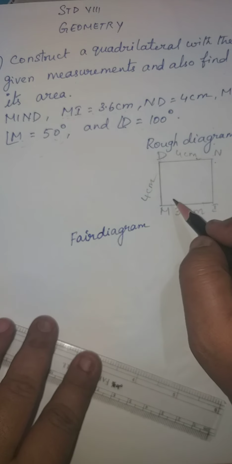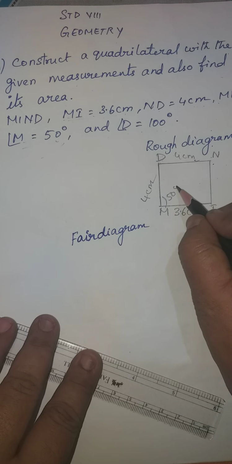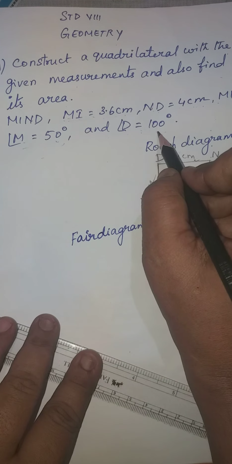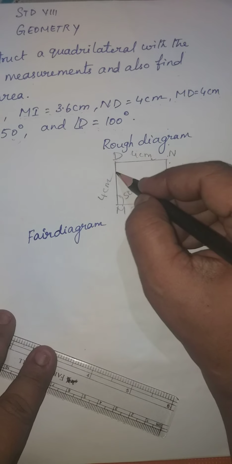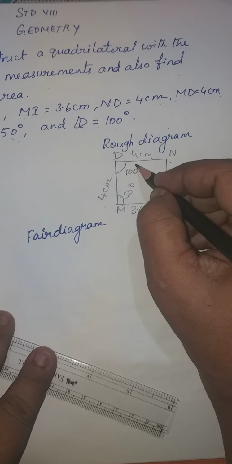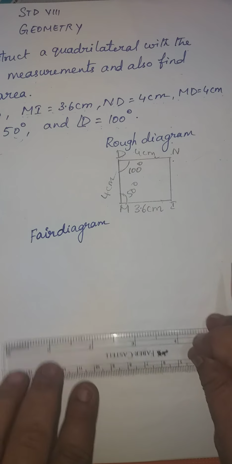Now angle M is given 50 degrees. So let us mark here 50 degrees. Angle D is equal to 100 degrees. So it is angle D 100 degrees. Now let us draw the fair diagram.